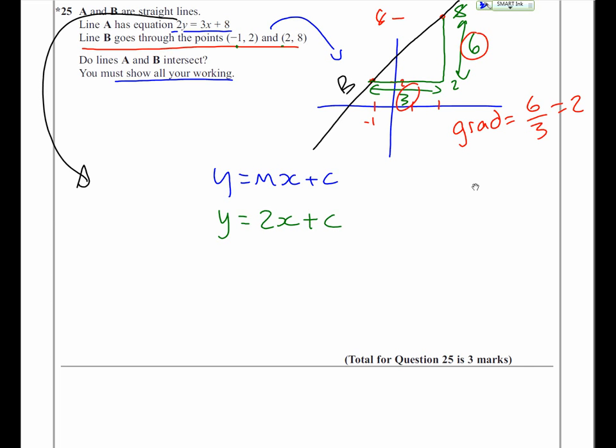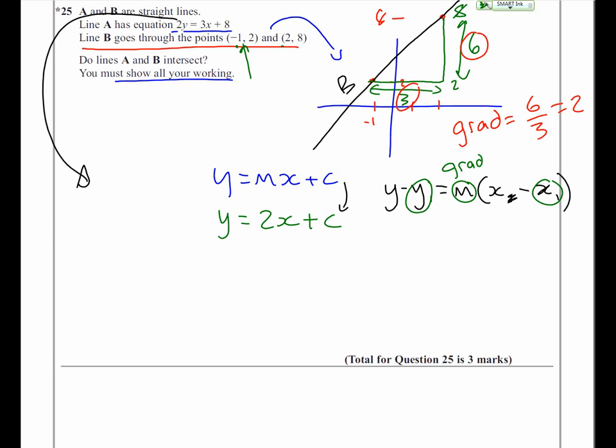Just trying to think how to show you this one. We're going to have to use the y minus y1, I'm afraid. There's a formula to find the equation of the line which is quicker than this. y minus y1 equals m(x minus x1), where m is your gradient, and these are a point on the graph.